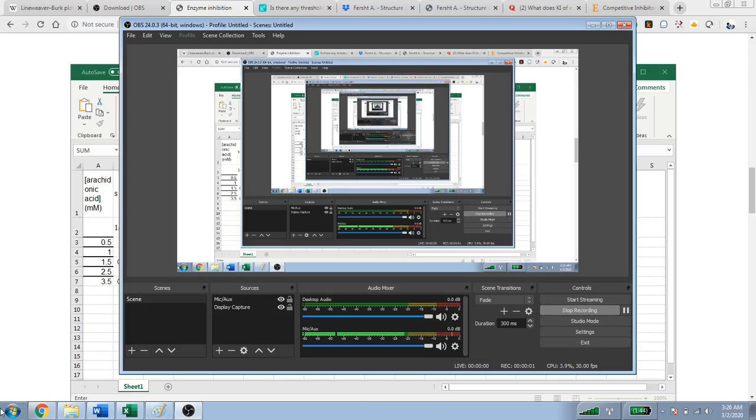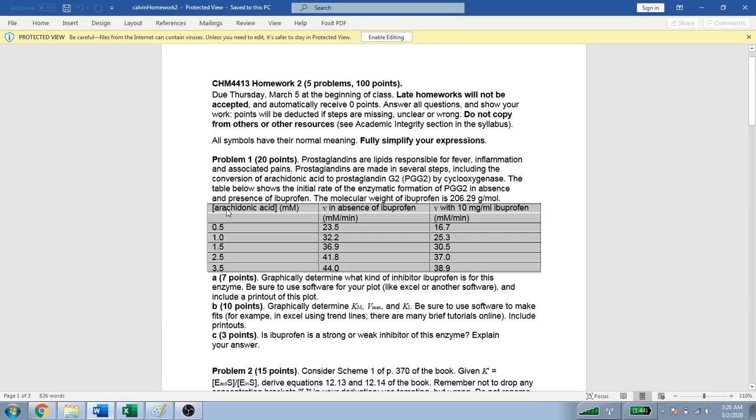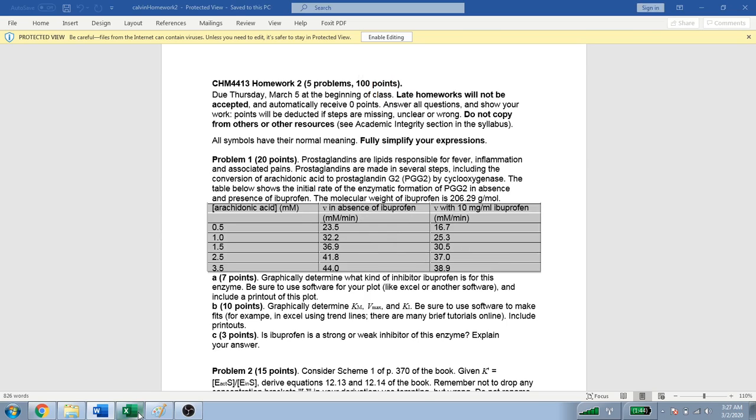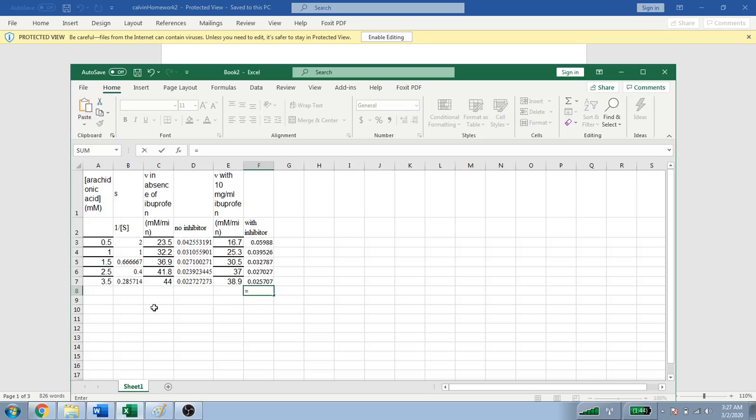Hi, Calvin. This first problem is a Michaelis-Menten kinetics problem. So I'm going to copy this data and paste it into Microsoft Excel. I already did it, but I want to show you how to do that. So I'm going to do it again.